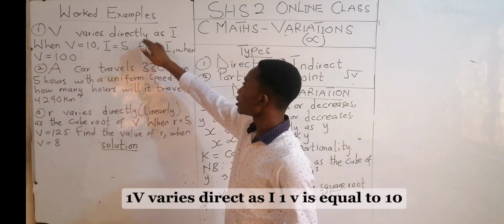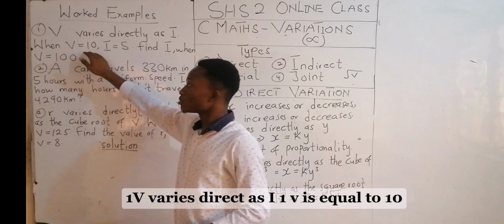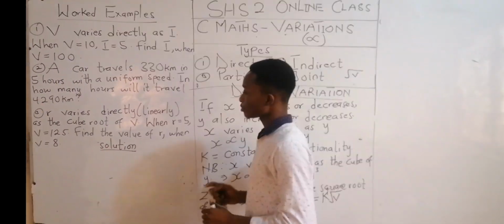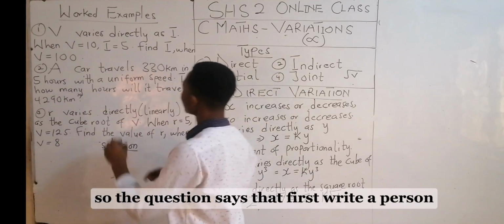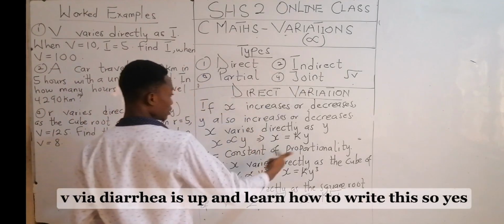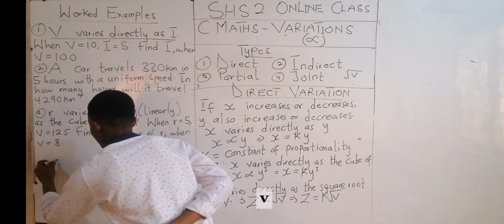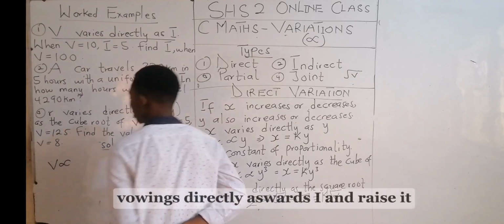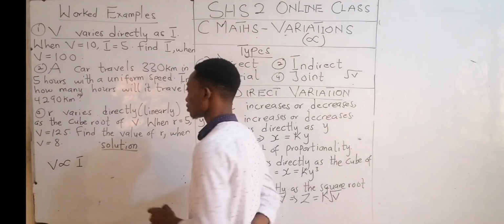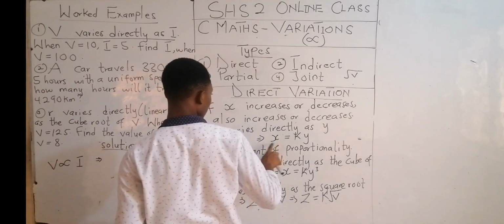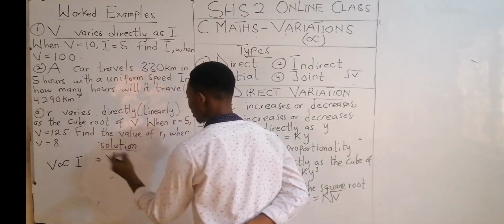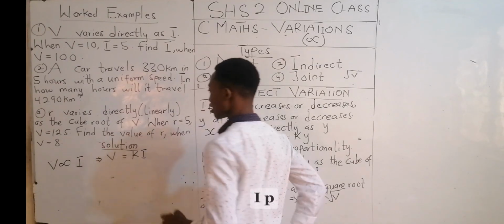One, V varies directly as I. When V is equal to 10, I is equal to 5. Find I when V is equal to 100. So the question says that. So first, write the first statement: V varies directly as I. And we learned how to write it. Good. So here is V varies directly as what? I. And it further says, so you write it in an equational form. So that will be V is equal to, I know you have experienced, kI.